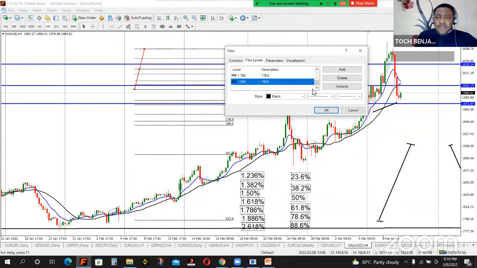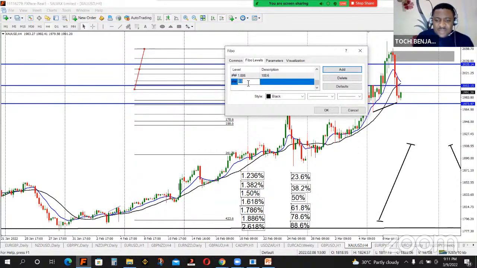It will be 50%. Then 61.8 is not originally on your Fibonacci levels. Now you click on add. On the right side, which is the level, you type 0.618. Then on description, you put the percentage, which is 61.8. The same with 78.6. I know you will not have 78.6, so you need to put it manually. So what you need to do is go to add, click on add, and a box like this will open.